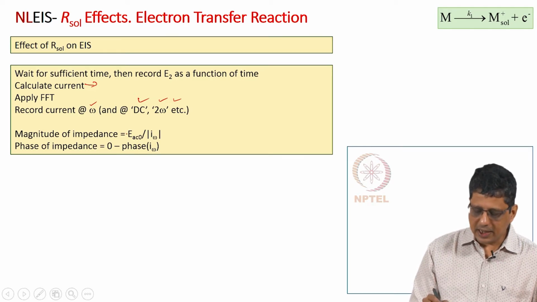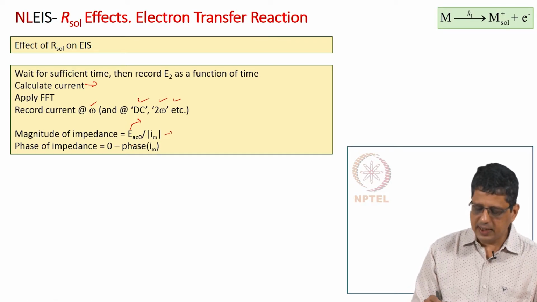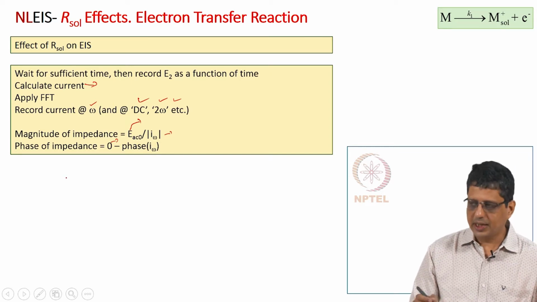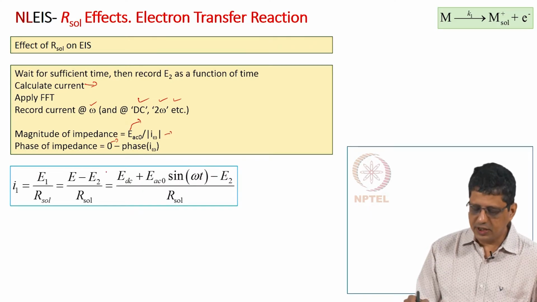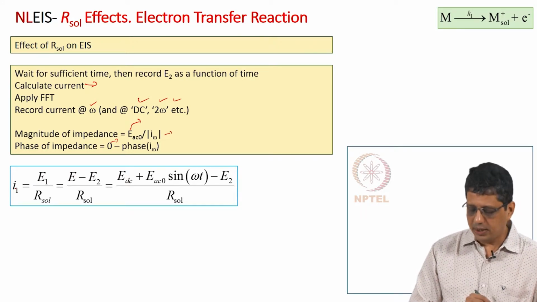You can calculate the magnitude of impedance as EAC 0 by I omega, here meaning the current at the fundamental omega, and the phase of course, phi 0 minus phi 0 is for the potential, this is the phase of I omega. You can calculate the impedance. This essentially shows the equation relating E2 to the I1.